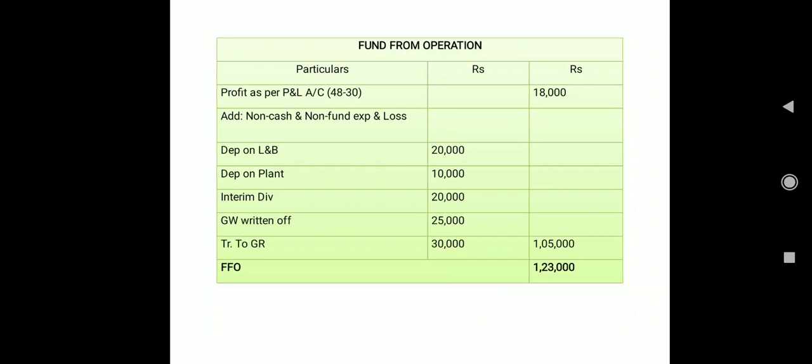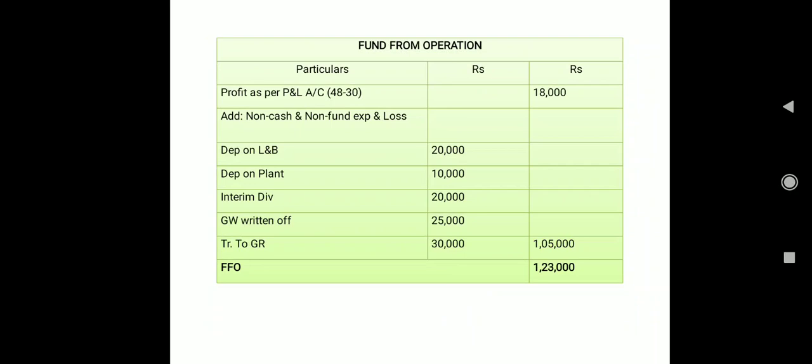Depreciation on land and building. Depreciation is definitely a non-cash expense. Similarly depreciation on plant also. And then interim dividend, a non-operating expense. Now coming back to the balance sheet, we have checked. We have goodwill written off worth rupees 25,000, and as I have told you, fictitious or intangible assets written off is a non-cash expense. And then we have transferred some amount to general reserve, that is also a non-cash expense, 30,000.